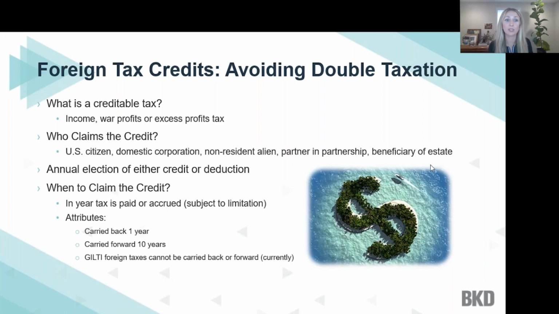The taxes should be credited in the year paid or accrued, again, subject to limitation. Foreign tax credits can be carried back 1 year or carried forward 10 years, except foreign taxes attributable to GILTI income cannot be carried back or forward.